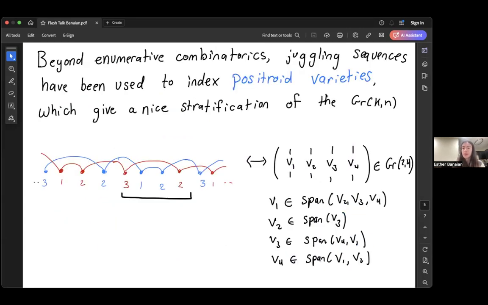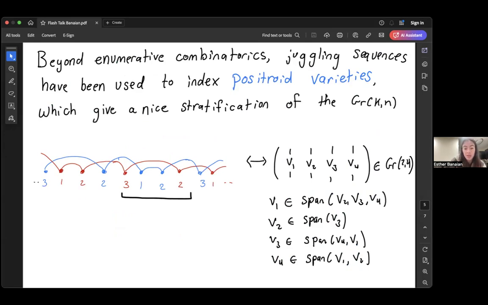And we were, of course, in type A, there are many combinatorial objects already we can use to describe things, but something that excites us about the juggling sequences is places they've appeared in math otherwise. So in the non-multiplex case, when you only catch and throw up to one ball at a time, juggling sequences have appeared to index positroid varieties. These give a nice stratification of the Grassmannian.